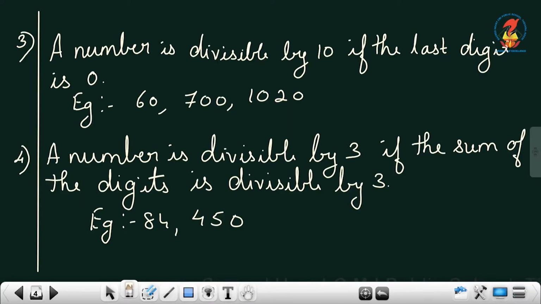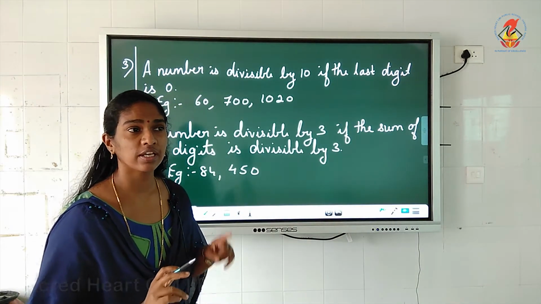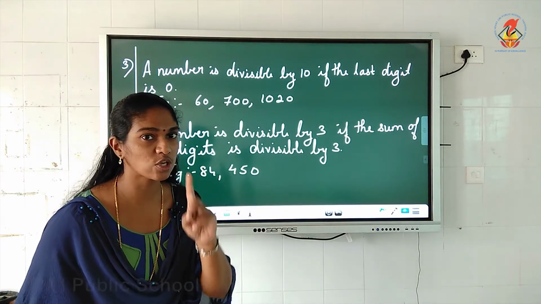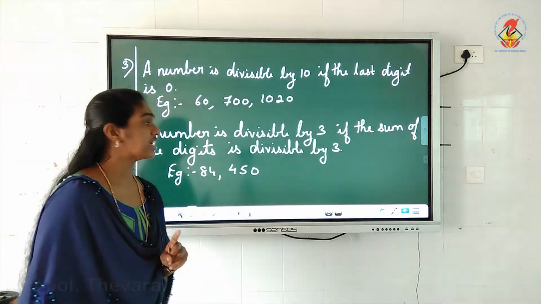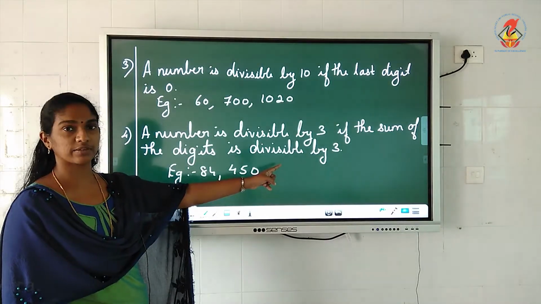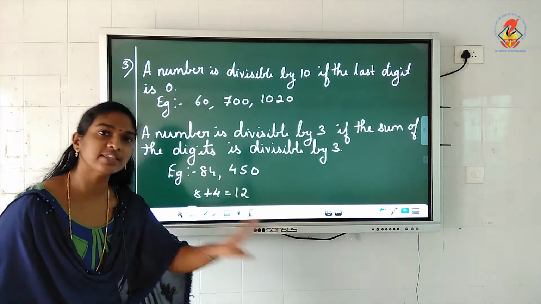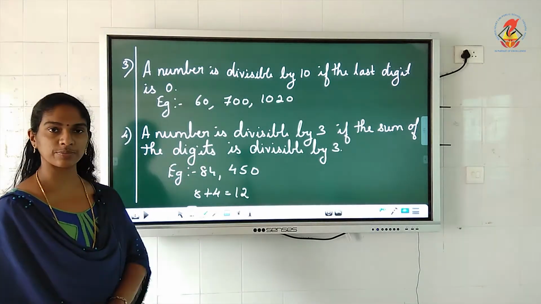If the sum of the digits is divisible by 3, I got 8 plus 4, 12. Is 12 divisible by 3? Yes. When I divide 12 by 3, I will get the remainder 0. Yes or no? 12 divided by 3, answer is 4. My remainder is 0. So, I can say 84 is divisible by 3 because 8 plus 4 is equal to 12. 12 is coming in 3's table. So, it is divisible by 3.